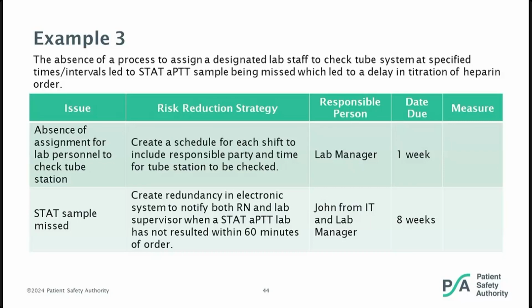The issue here also was that a stat sample was missed. So we're going to create redundancy in the electronic system to notify both the RN and the lab supervisor when a stat PTT lab is not resulted within 30 minutes of the order. And here it's very specific. Instead of just saying that IT is going to do this, John from IT has been assigned to this, along with the lab manager, and over an 8-week period, they're going to work out a process to be able to do this.